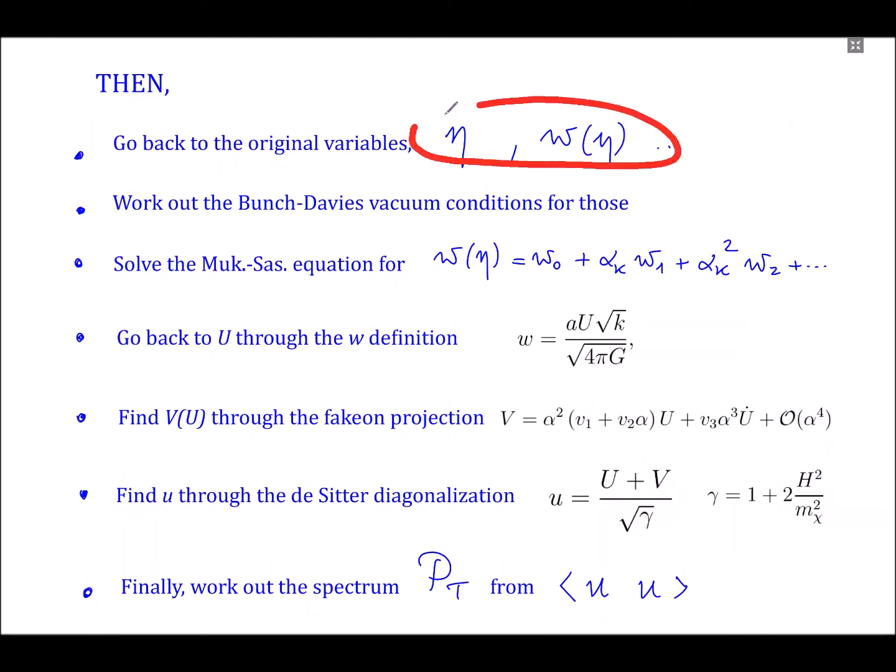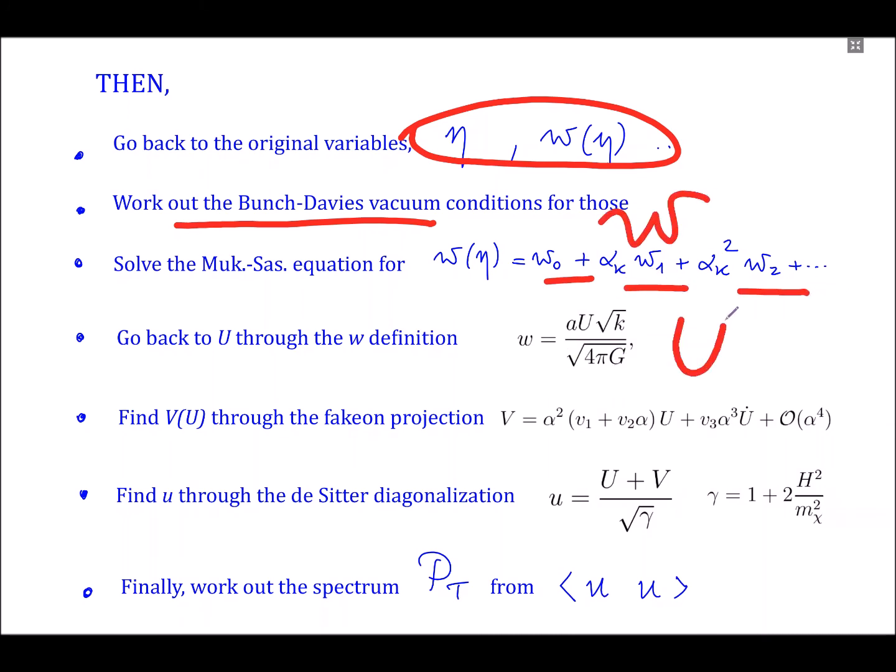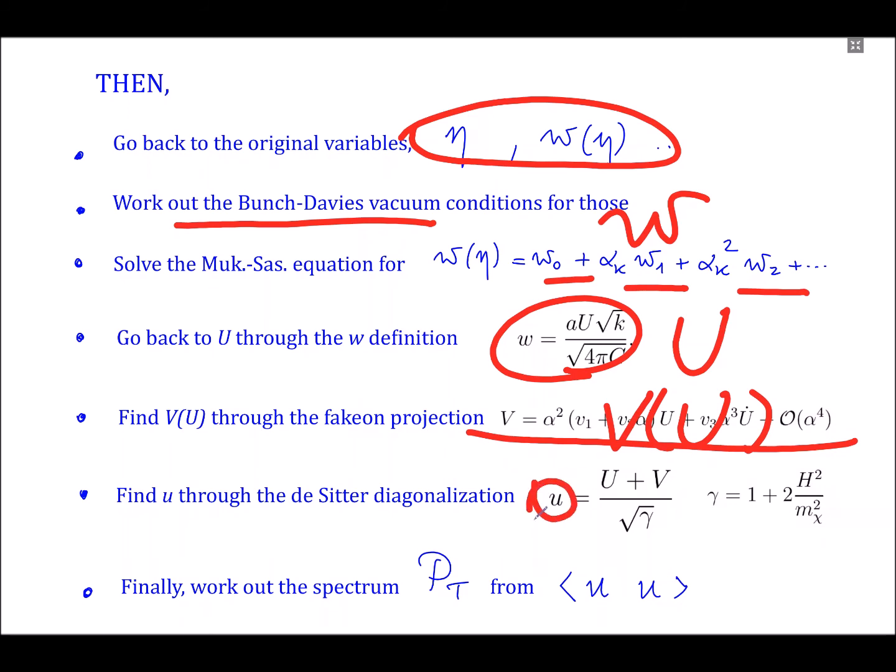So to recapitulate, you impose the Bunch-Davies condition in the right variables. You go to the previous ones and you find the analogs of the Bunch-Davies conditions in the previous variables, which is totally non-trivial. You solve the Mukhanov-Sasaki equation perturbatively in the running coupling. And then when you solve for V, you go back to capital U by the definition. You find the fakeon V of U by the projection. You go to small u by the diagonalization, and then you find the spectrum.